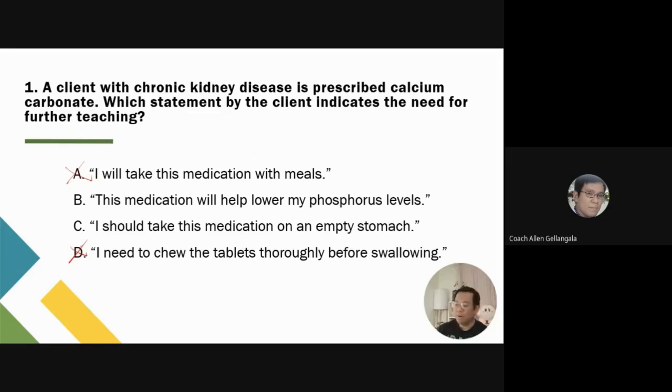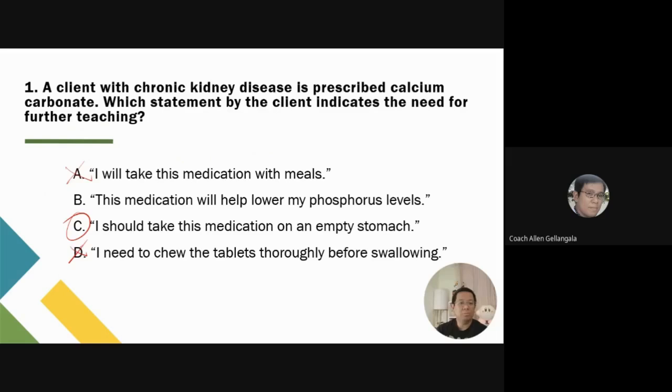So which is the wrong statement here? If you will take your medication with meals, by the rule itself, there could not be two answers in a question, and C is the opposite of A. C is the best answer. Okay, why is it not B?